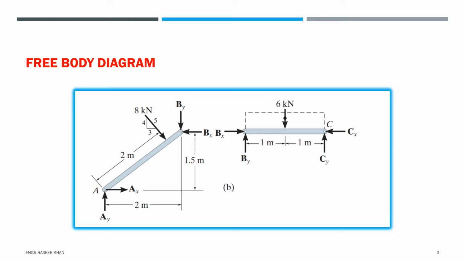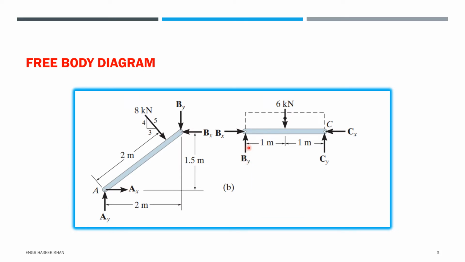Since it has an internal hinge, we consider them as separate members. First we will find the moment at point C and point A. The moment at point A gives us the Bx and the moment at point C gives us the By. Now if we find the moment at point C, the forces Bx, Cx and Cy are passing through the pivot point. So we have only one unknown force, that is By. So we can find By here.